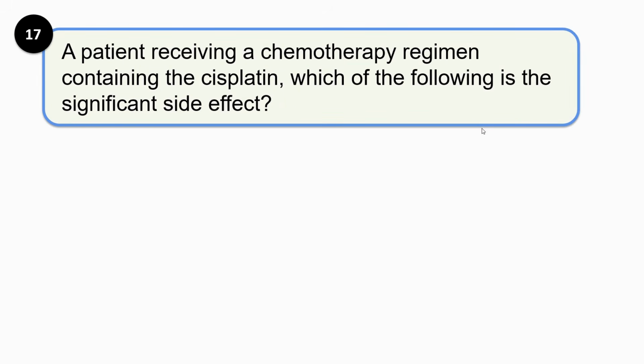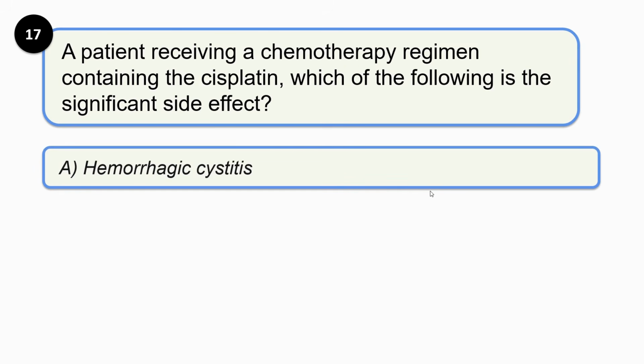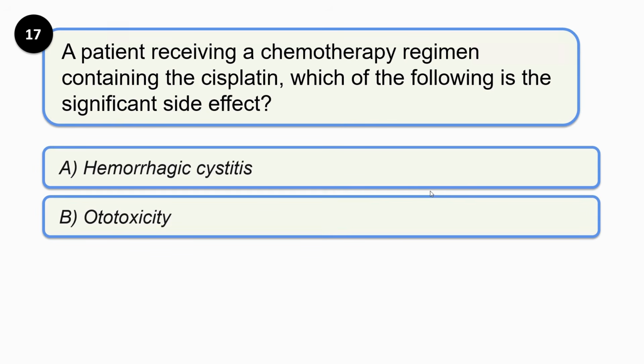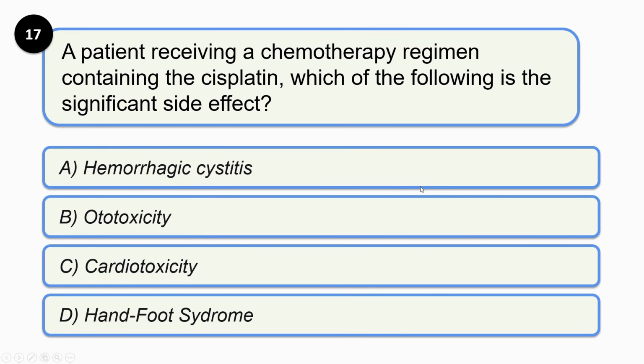A patient is receiving a chemotherapy regimen containing cisplatin. Which of the following is a significant side effect? A. Hemorrhagic cystitis. B. Ototoxicity. C. Cardiotoxicity. D. Hand-foot syndrome. The correct answer is ototoxicity.